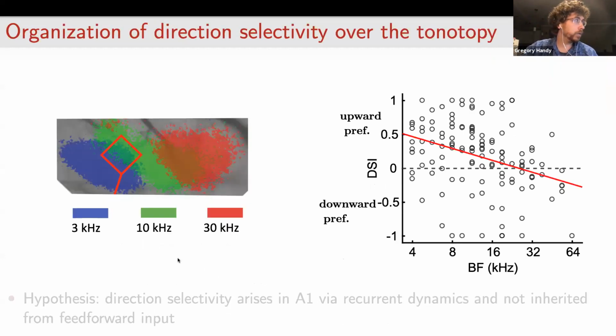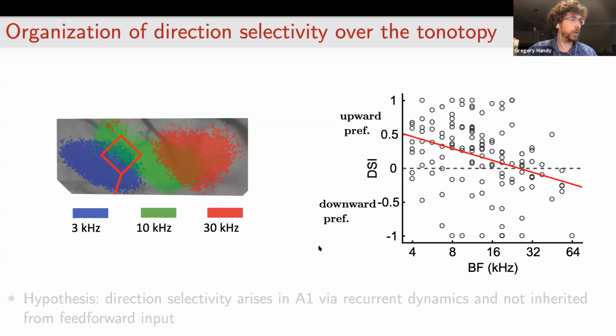Now if we go back to the tonotopic map, we see another very interesting feature that pops out of the data. If we're in this low preferred frequency region, again for pure tones, we tend to have a positive DSI. That means that those neurons on that side of the axis prefer an upward sweep. As you move across and go into the higher frequency area, you now get neurons with a negative DSI, meaning that they prefer a downward sweep.